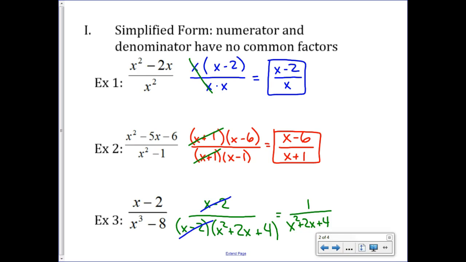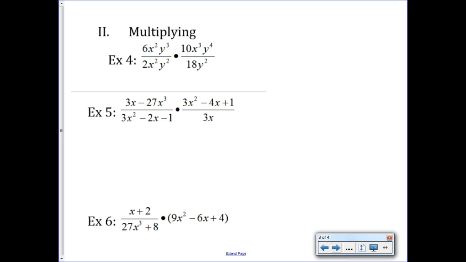All right, let's look at some more. So multiplying is going to be very much the same. When we multiply, we are going to multiply across the top and multiply across the bottom, and then simplify what we can. Sometimes it'll make more sense to simplify before you try to combine everything, and sometimes it'll make more sense to multiply and then simplify. It just depends on the situation.